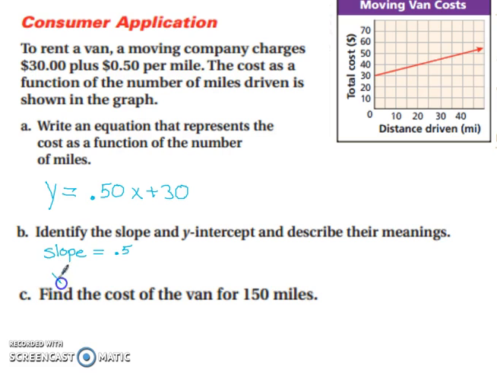And your y-intercept is your b value, which is 30. And that's the cost if you didn't go anywhere. So if you simply rented the van and left it parked, it would simply be $30. So that would be if you traveled 0 miles.